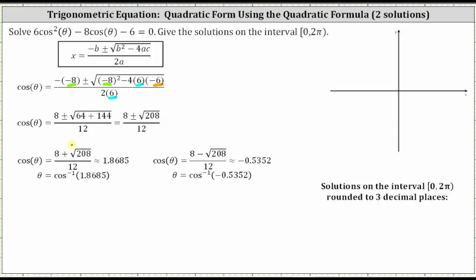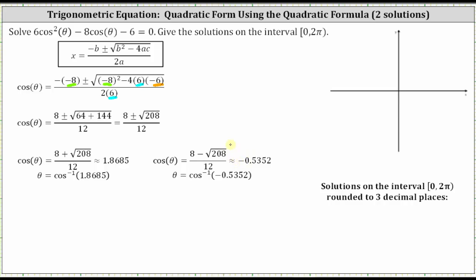cosine theta is equal to the quantity 8 plus the square root of 208 divided by 12, which is approximately 1.8685, as well as solve cosine theta is equal to the quantity 8 minus the square root of 208 divided by 12, which is approximately -0.5352. In order to solve these equations for theta, we take the inverse cosine of both sides of the equation.